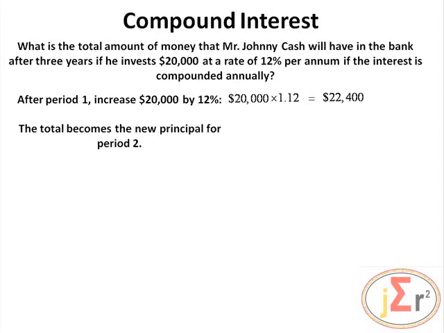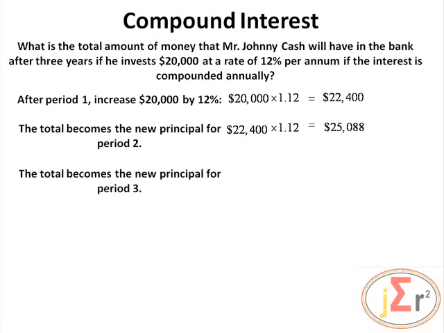The total becomes the new principal for period 2. And we are going to do the same thing. Multiply that by 1.12, which is increasing that by 12% again. Good. That is our next result. And what is going to happen? The total becomes the new principal for period 3.